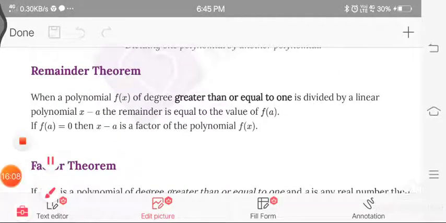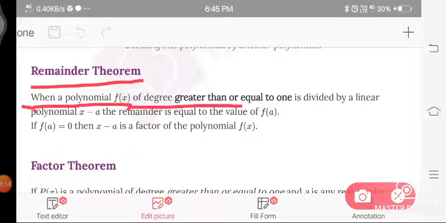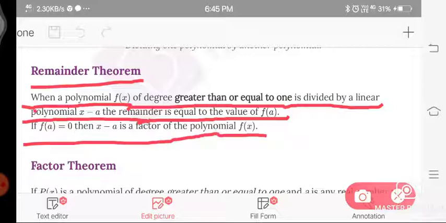So now we talk about the remainder theorem. When a polynomial f(x) of degree greater than or equal to 1 is divided by a linear polynomial x minus a, then the remainder is equal to the value of f(a). If f(a) is equal to 0, then x minus a is a factor of the polynomial f(x).